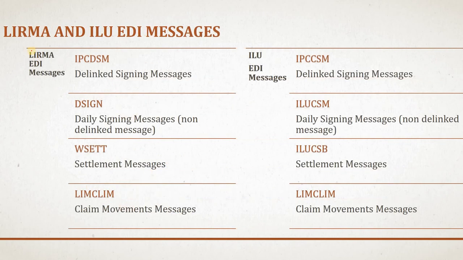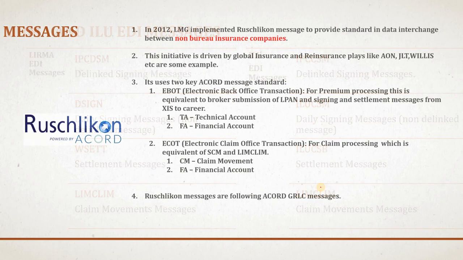Then we have message types for LIRMA and ILU. For the LIRMA message types, we have IPC DSM, DSign, WSETT, and LIMCLM messages. The similar messages in ILU are IPC CSM, ILU CSM, and ILU CSB, including LIMCLM. Again, if you are not aware of these messages, I encourage you to go back to my previous presentation and see what these messages are all about.